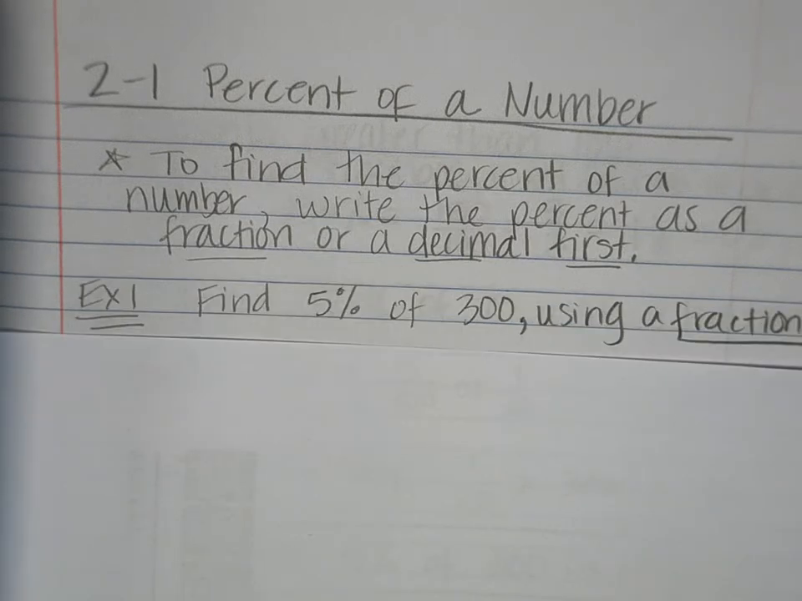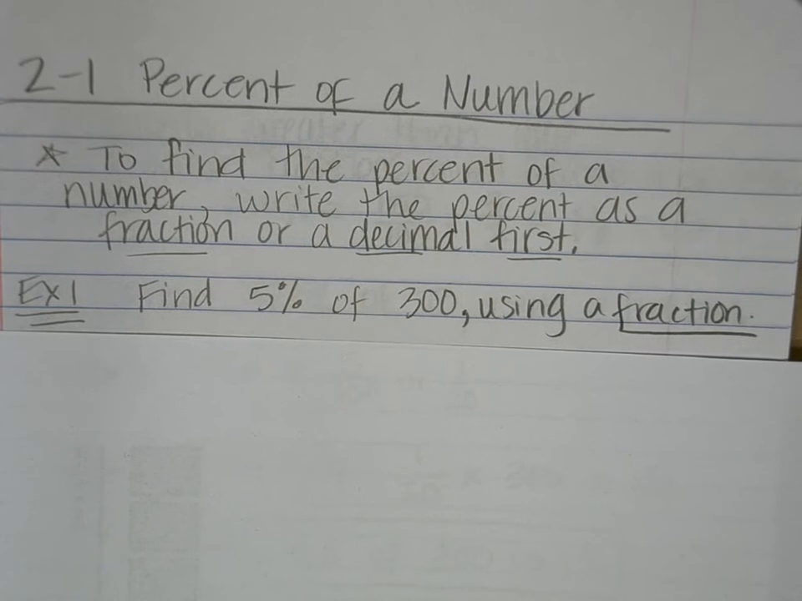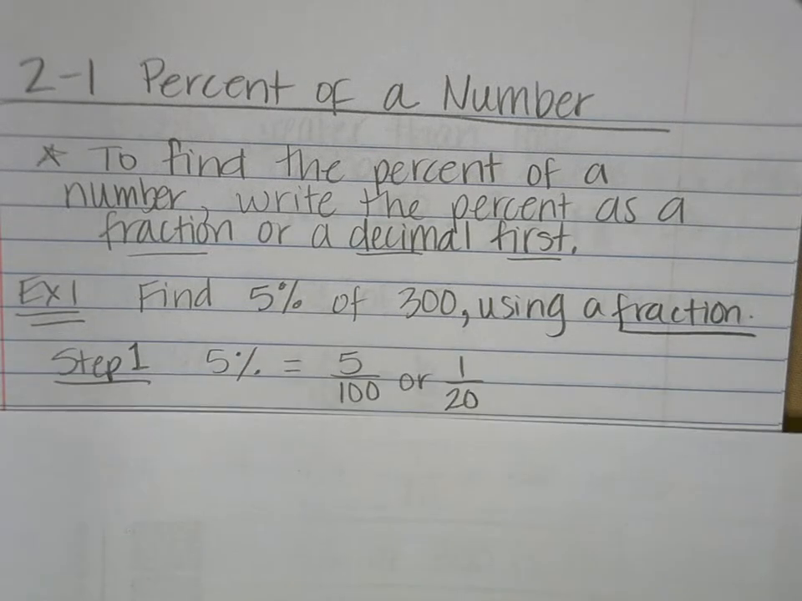So here's the first one. We need to find 5% of 300, and we're going to use a fraction. I'll show you how to do these with a fraction, and then later I'll show you how to do it with the decimal. So 5% of 300 using a fraction. How do I write 5% as a fraction? 5 over 100. Good. Can I simplify it? Yeah. So 1 over 20. So that's the first step.